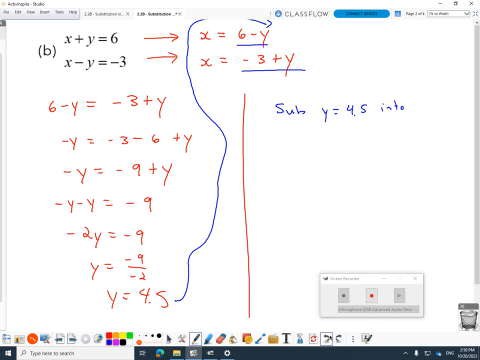X equals 6 minus y. That's the equation I'm going to sub into. So I'm going to go x equals 6 minus 4.5. X equals 1.5.